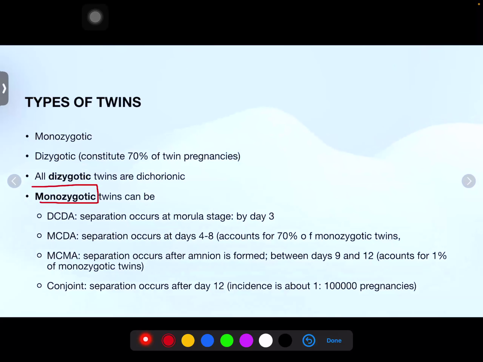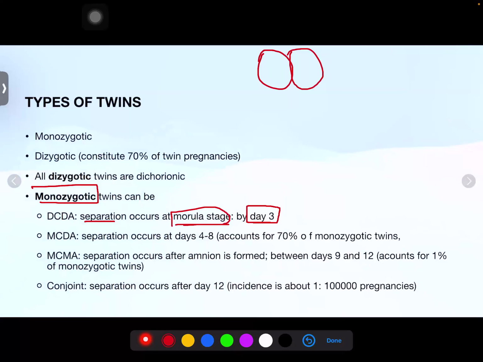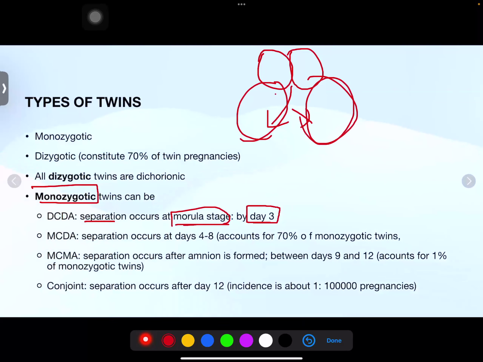Now monozygote means that only one zygote was formed. Now how are twins formed from one zygote? It happens that it divides. Now if the division occurs at the morula stage, we discussed that the morula stage was at day 3. So if at day 3 they split, because they undergo rapid mitotic division, a few cells go to this side and a few cells go to this side, up till day 3, less than 3 days.